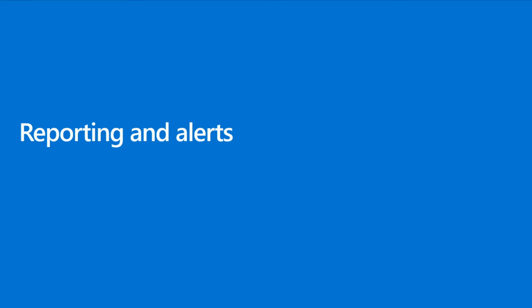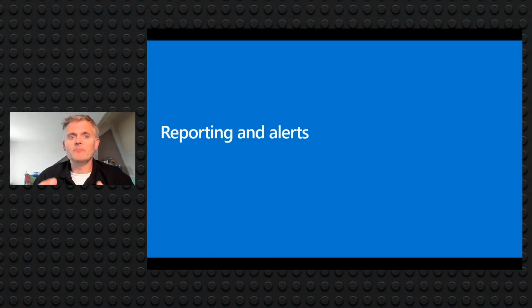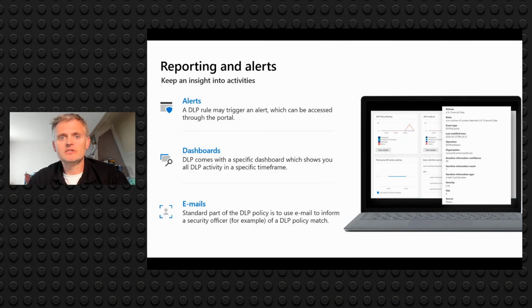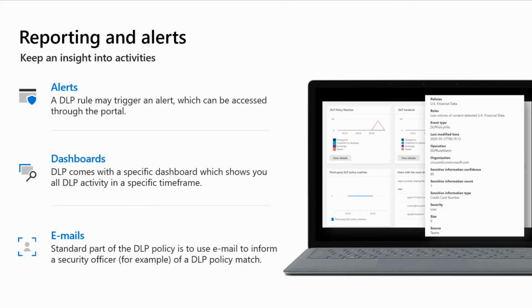Okay, well, now we've seen how that policy can be configured. One of the things you might want to look at right now is how do I monitor these things. There's alerting, there's reporting. How does that look? Well, it's relatively simple. Any DLP rule which has been triggered also triggers an alert, and those alerts can be accessed through the portal.